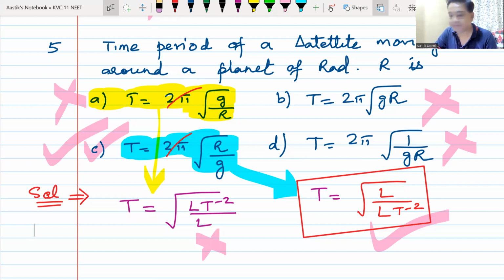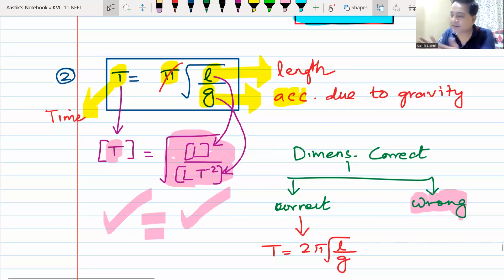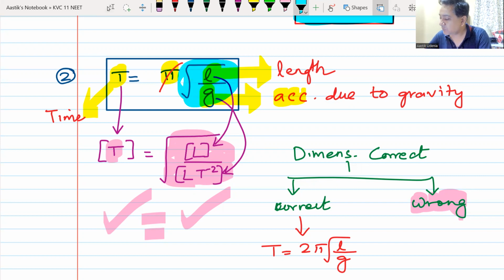I'll show you. This one, my dear friends, time period of a pendulum. And we had found out that it should be root over L by G. L was length and G was acceleration due to gravity. That gives the correct dimension. Yes or no? Look at this dimension, root over L by G. Time period should always have this dimension, root over L by G.